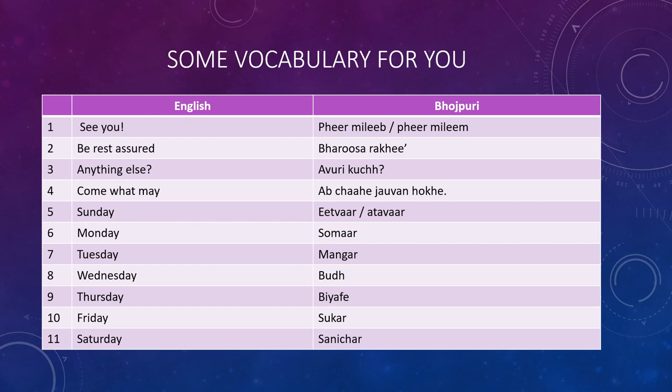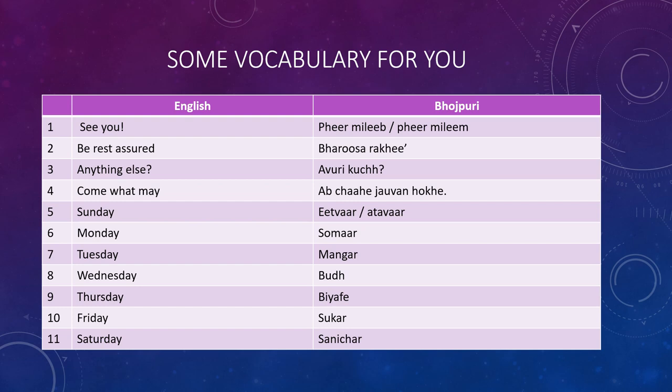Be rest assured or trust me. But suppose when we are talking, we say, right, bharosa rakhi. Bharosa rakhi means please be rest assured. Your vegetable vendor will tell you, your milkman can tell you, your friend can tell you, your colleague can tell. This is a very common sentence. Sorry, don't worry, be rest assured, I am here now. So bharosa rakhi, hum hai na.